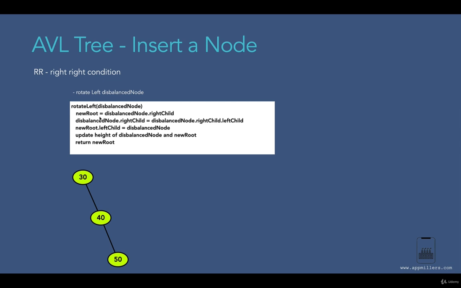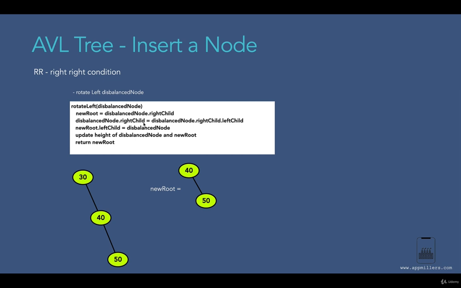Now according to the left rotation algorithm, first we are creating a new root node based on the disbalanced node's right child. So here the right child of this disbalanced node is 40 and 40 has a right child of 50. So this means that the new root will be like this. So we are creating the new root based on the 40 and its right child over here.